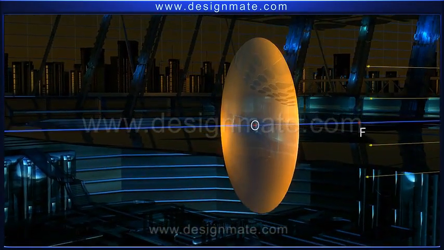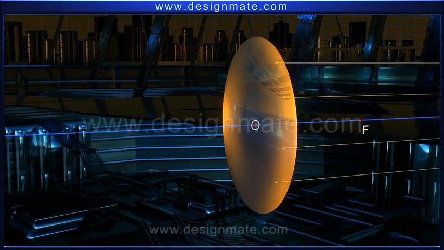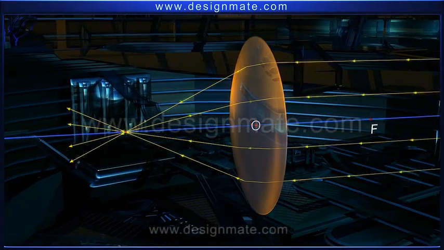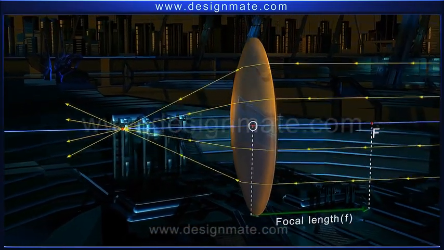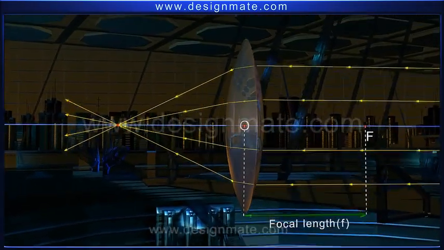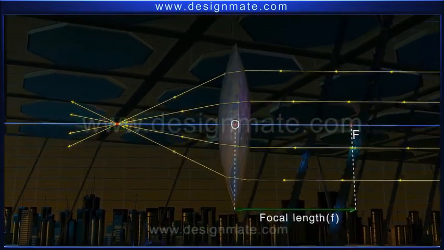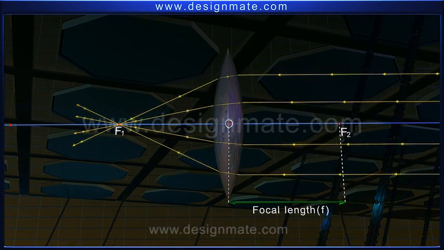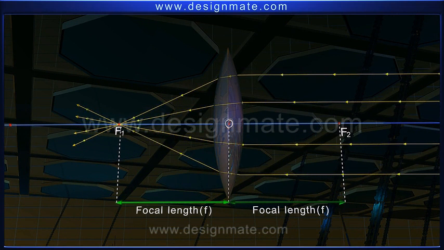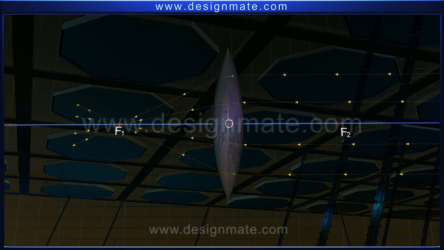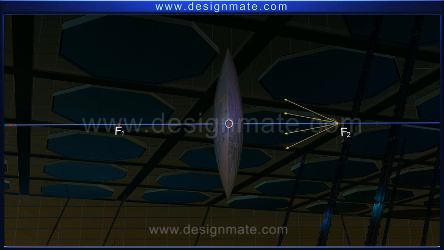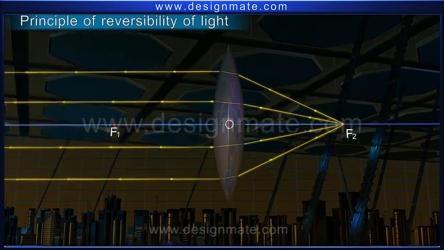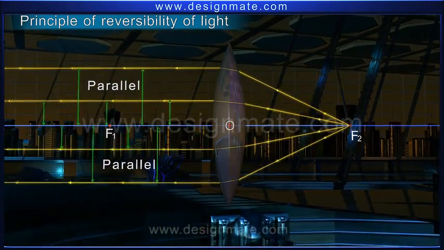What if light rays parallel to the principal axis are incident on this lens from the other side? This lens has the same effect on light incident from the other side. Therefore, a convex lens has two focal points, usually represented by f1 and f2, one on each side, equidistant from the optical center. According to the principle of reversibility of light, a ray of light passing through the focal point of the convex lens emerges on the other side of the lens parallel to its principal axis.